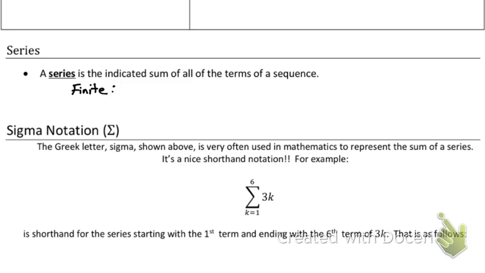A finite series would be something like, let's say I had 2, 4, 6, and 8. Well, then we'd add them all together to make it a series, and we could actually come up with a total. 2 plus 4 is 6, plus 6 is 12, plus 8 is 20. Well, if finite is one type, the other type must be infinite.